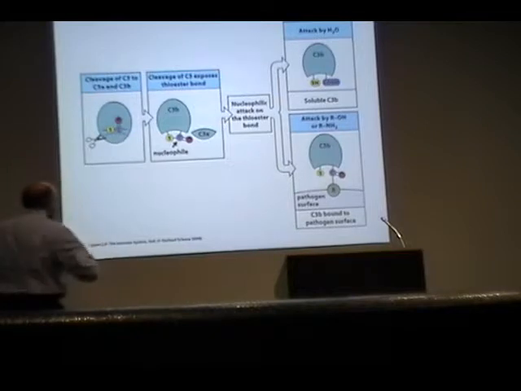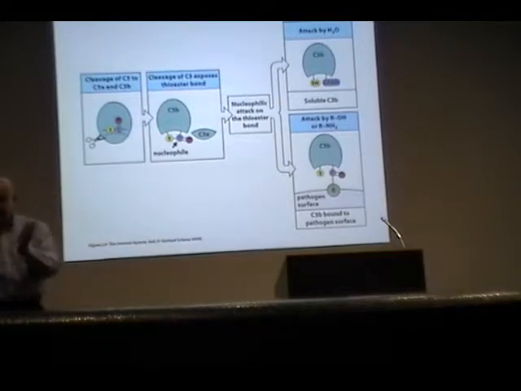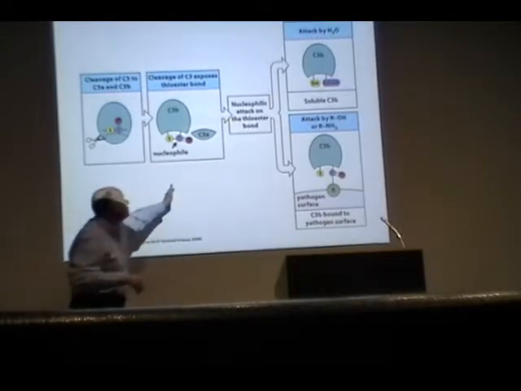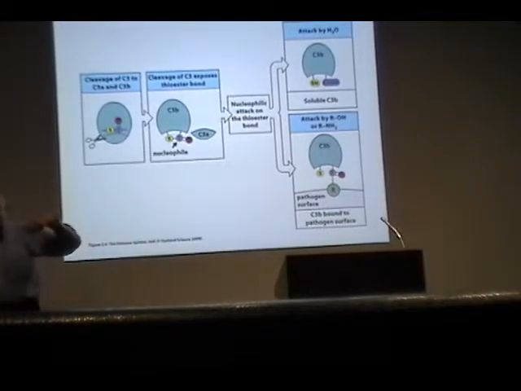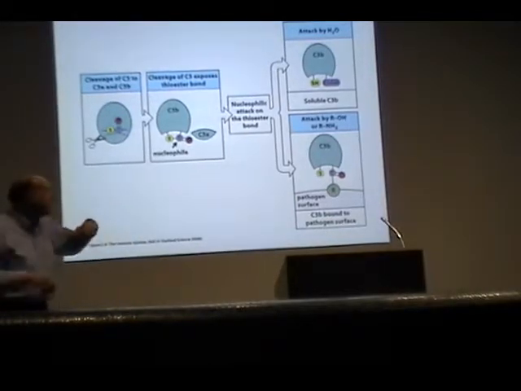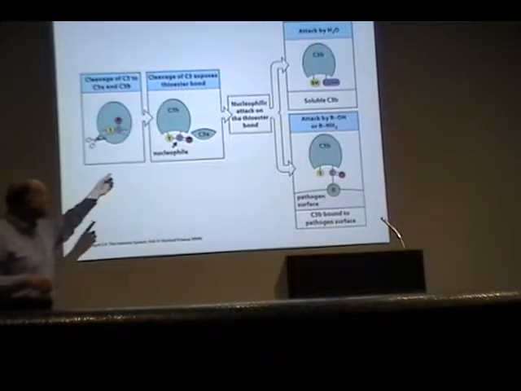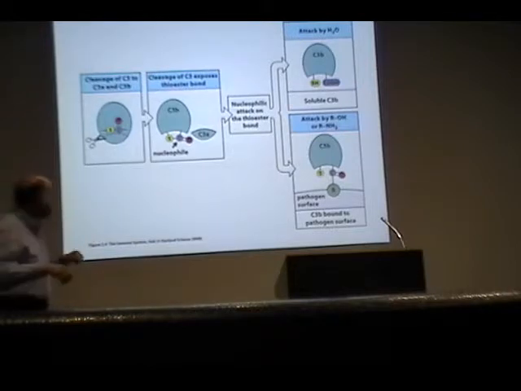It ends up with C3, which is inert. I've said it's inert, and that's a lie. I'll clean up the lie in about two slides. Upon cleavage of C3 into C3a and C3b, buried in C3 is a thioester bond. The thioester bond is literally the chemistry that you see in yellow, purple, and red.